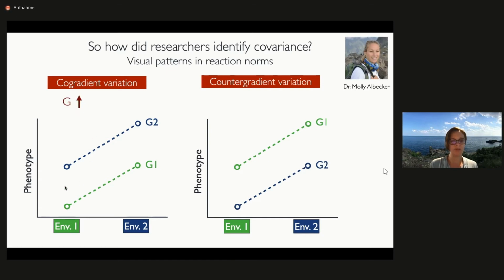As we move from the environmental effect on the phenotype from environment 1 to environment 2, we see also an increase in the phenotype. So this is positive covariance between genetic and environmental effects on the phenotype.